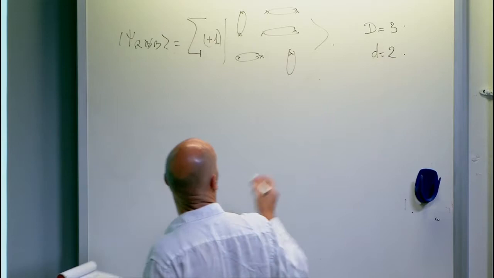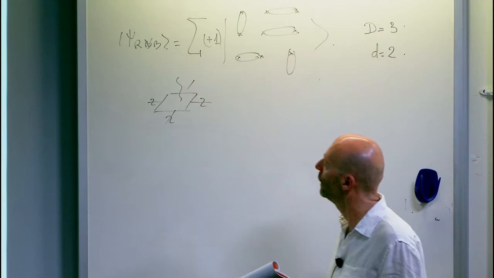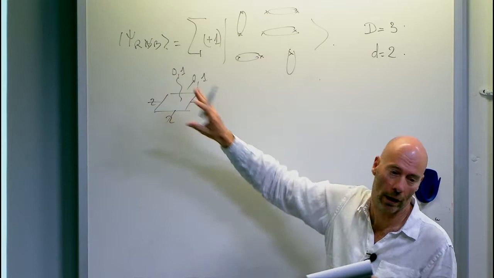If I have a tensor, very simple. On three of the bonds, I have the two state, and on one of the bonds, I have either zero or one that corresponds to a spin up or spin down on the physical index. So that's my projector. Okay, that's as simple as that.